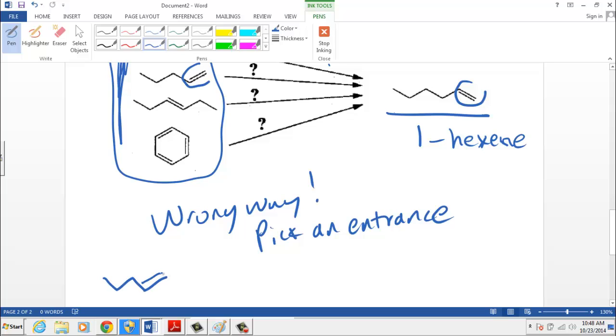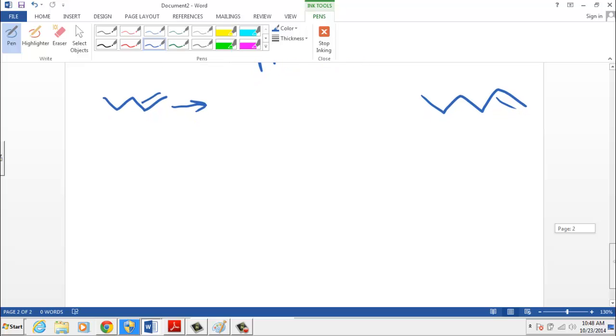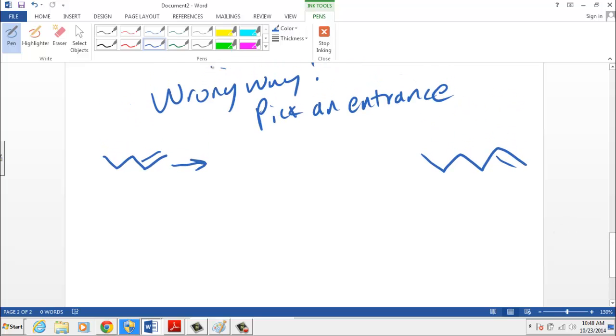So let's put this down here. We want to find a way to change that into this one. Okay, give myself some more room down here. So we're just picking away. And remember, this is the wrong approach. Well, let's see. What do we need to do? We need to go from five carbons to six carbons.